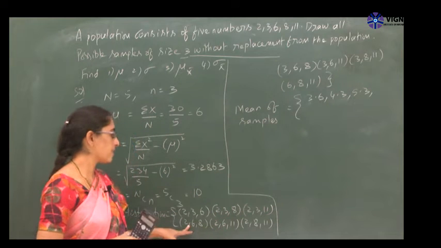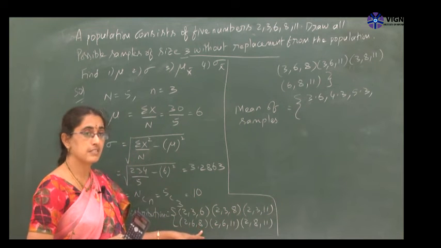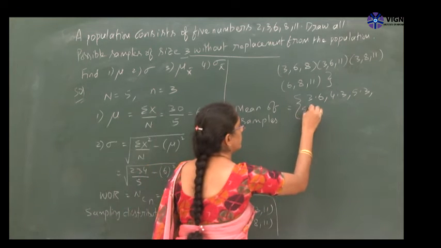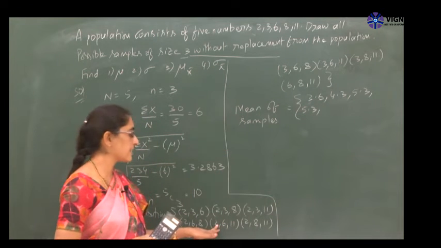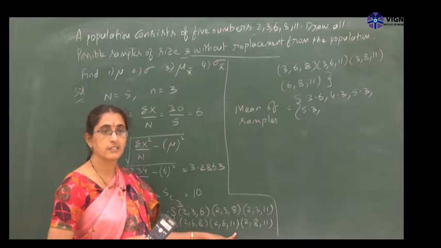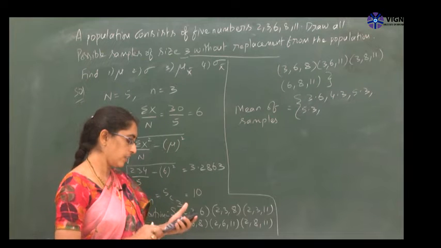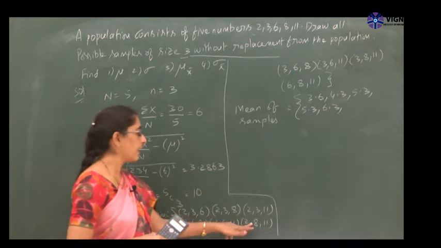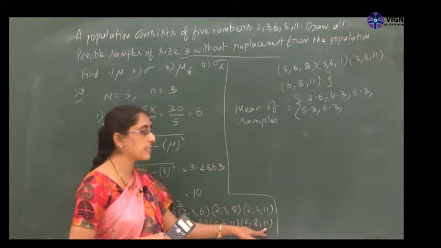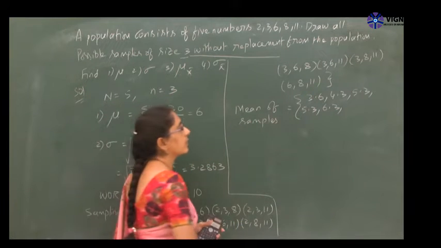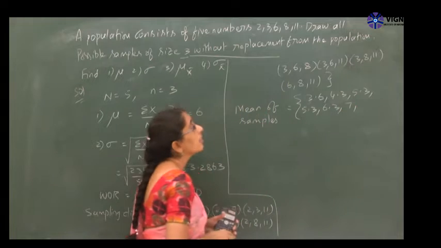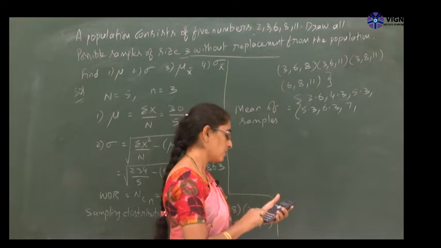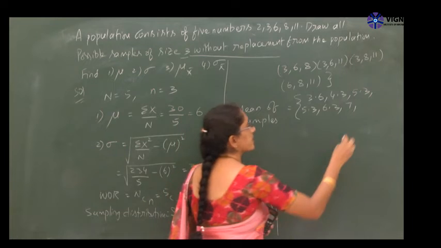Next, 6 plus 2 is 8, 8 plus 8 is 16. 16 by 3 is 5.3. Next, 6 plus 2 is 8, 8 plus 11 is 19. 19 by 3 is 6.3. 8 plus 2 is 10, 10 plus 11 is 21. 21 by 3 is 7. Next, 6 plus 3 is 9, 9 plus 8 is 17. So 17 by 3 is 5.6.